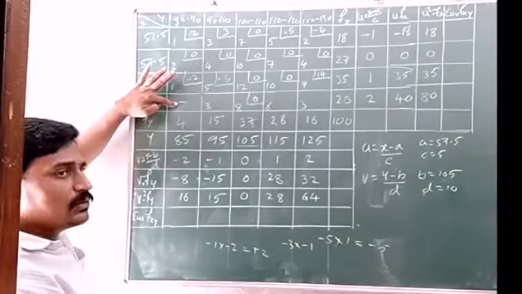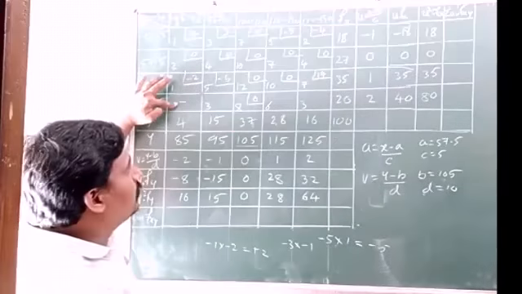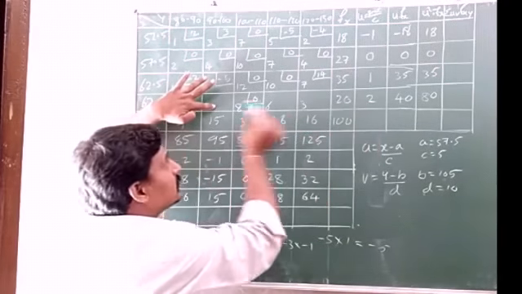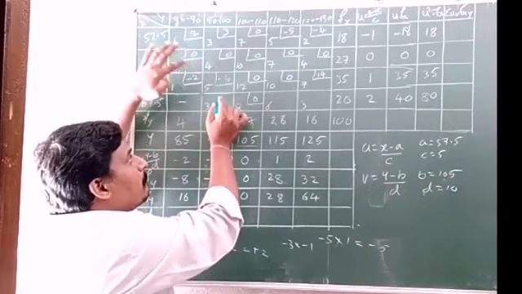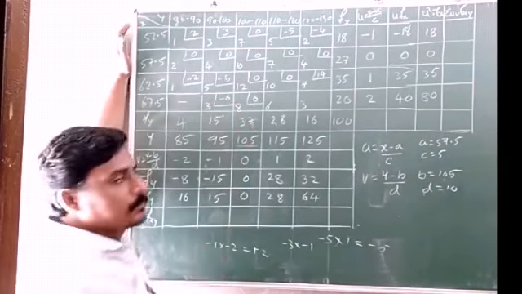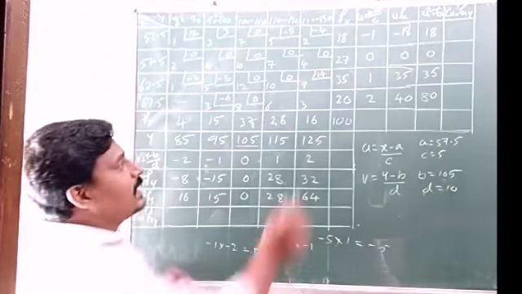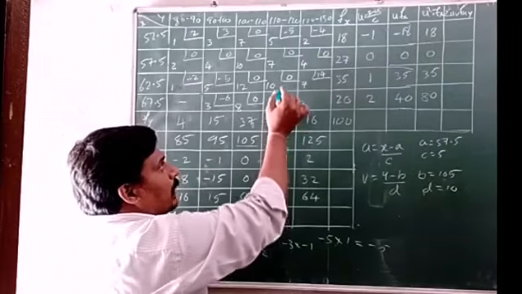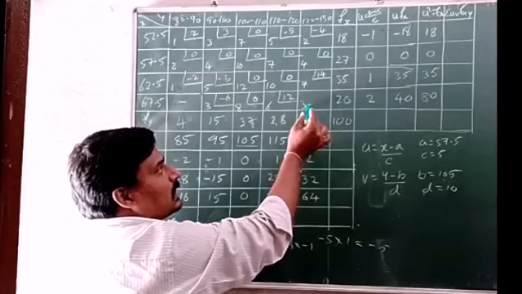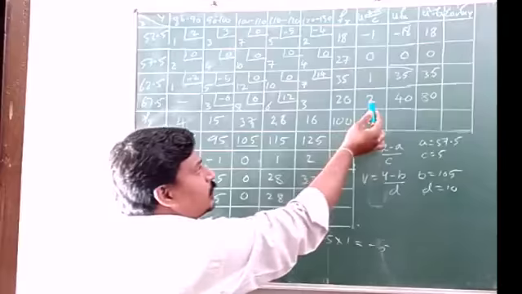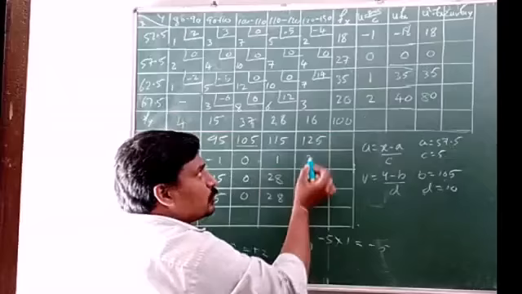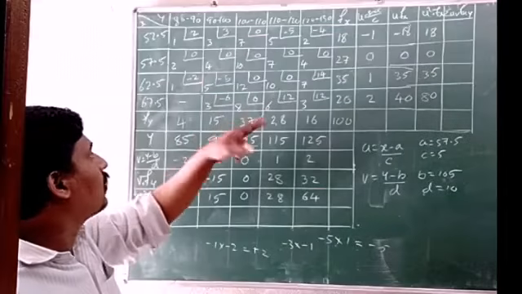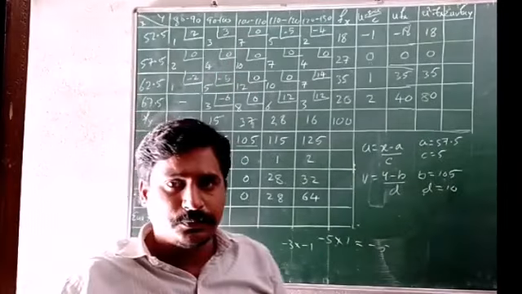So here there is no frequency. No need to calculate anything there. Move to next 3. 3 into 2, 6. 6 into minus 1, minus 6. Next 0. Next 6. 6 into 2, 12. 12 into 1, 12. And the last one, 3. 3 into 2, 6. 6 into 2, 12. So all rows and columns are completed now.